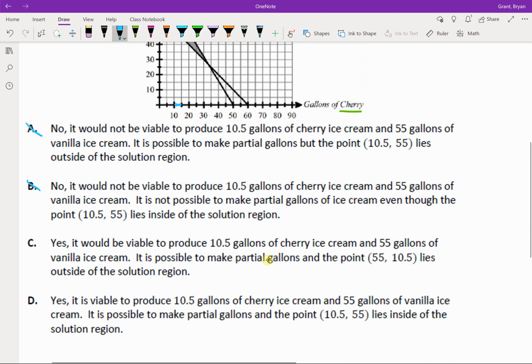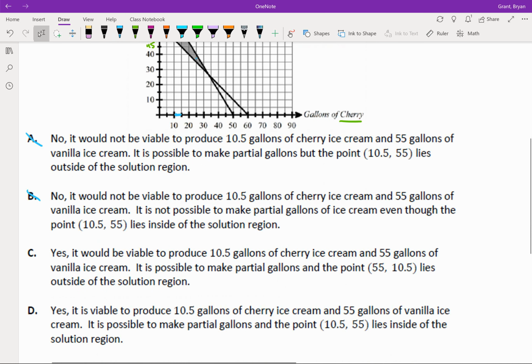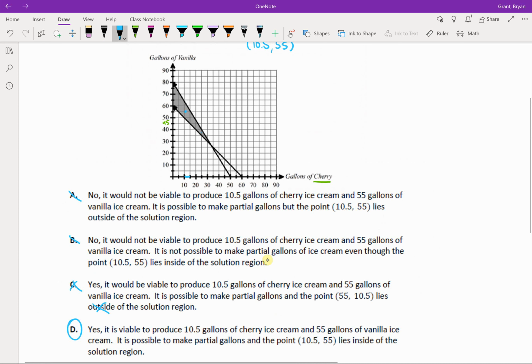And C says the point lies outside of the solution region. Well, that's not true. The whole point is that the point lies within the shaded, or solution, region. So it doesn't lie outside. C is out. D, yes, it's possible to produce this combination of ice cream. We can do that because it lies inside the solution region. That's the one. So again, we were just trying to see if the point was in the shaded region or not. Because it's in the shaded region, it works, and we are good to go.